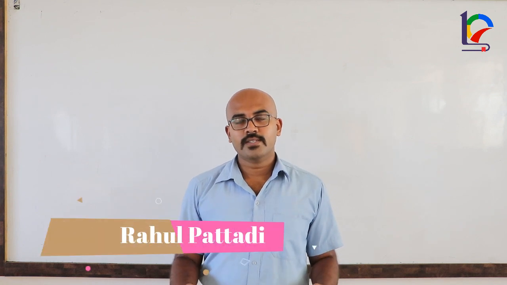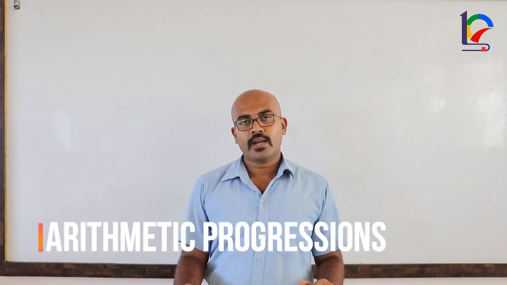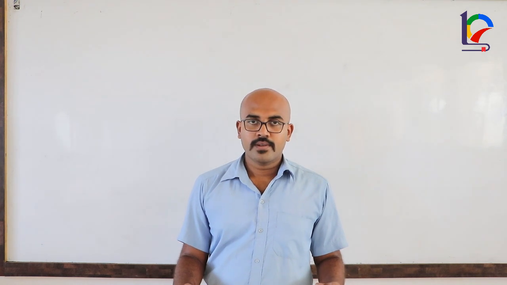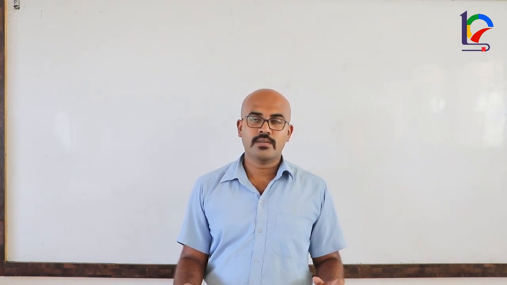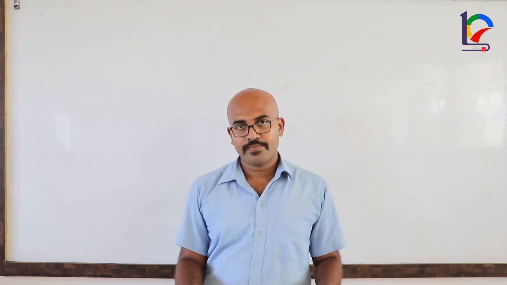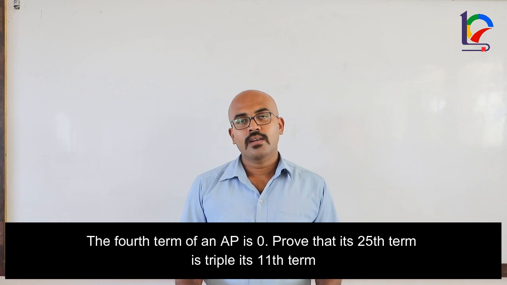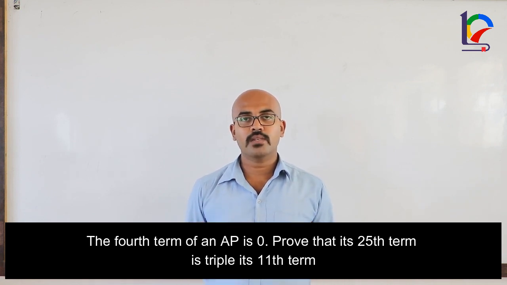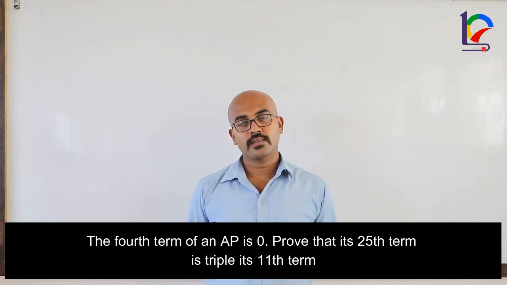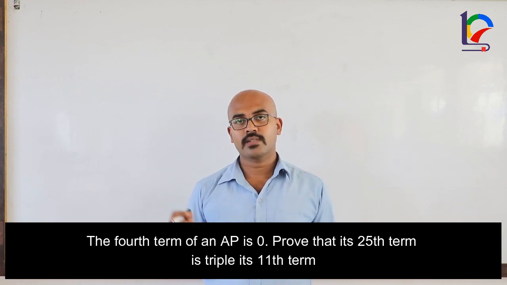So now we'll be solving some of the maths class 10th, some I can say tricky problems or some application level problems which is not there in the textbook, which is out of the textbook. So let's see the first problem. Here what they have given us, the fourth term of an AP is 0. We need to prove that the 25th term is 3 times the 7th term.